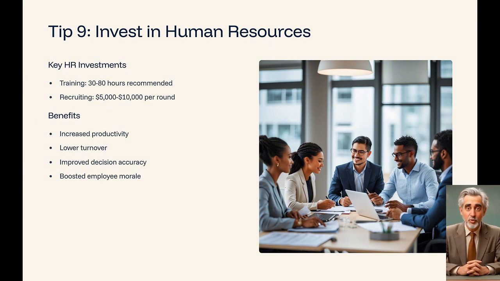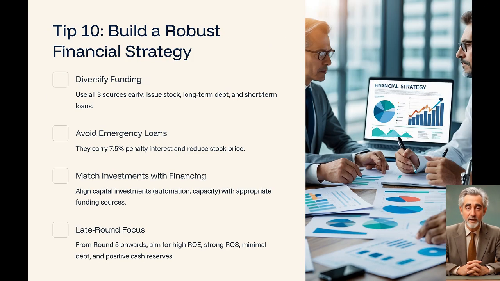Tip 10. Build a robust financial strategy, avoid emergency loans. Finally, the finance module. Here's what to do: use all 3 funding sources early on, issue stock, long-term debt, and short-term loans. Never run out of cash. Plan your cash flows, avoid emergency loans. They carry 7.5% penalty interest and reduce stock price.